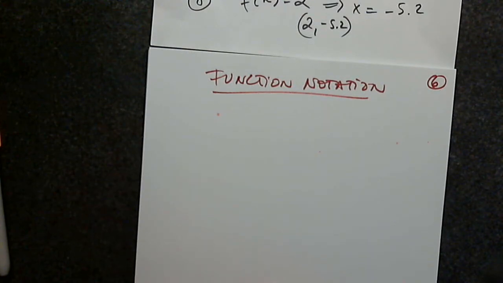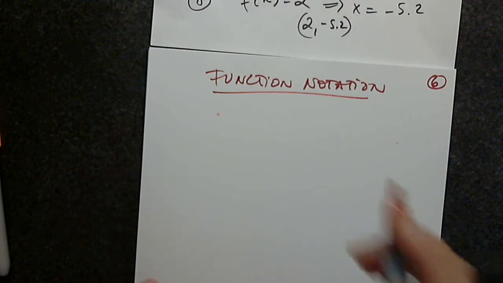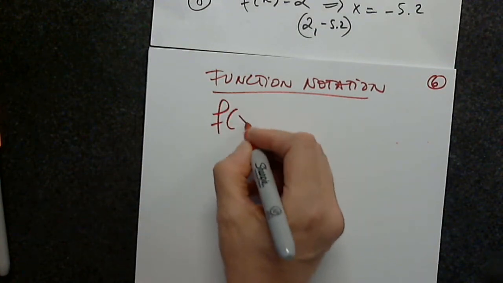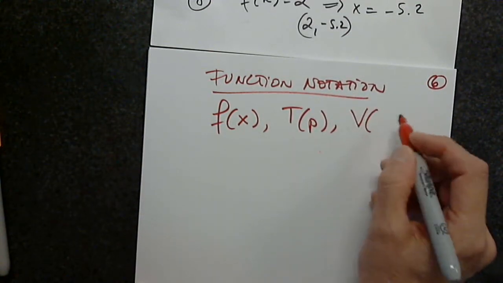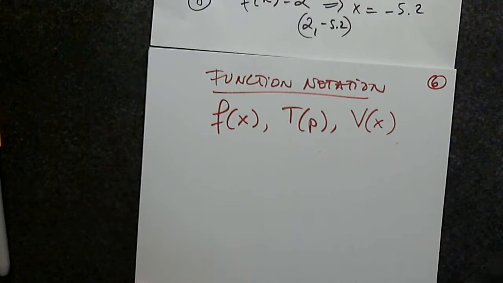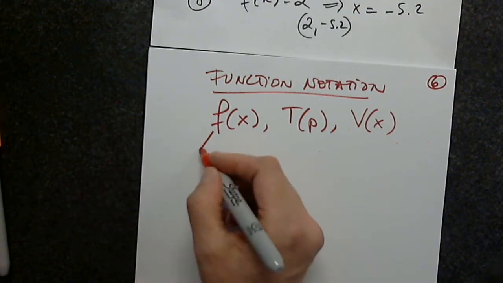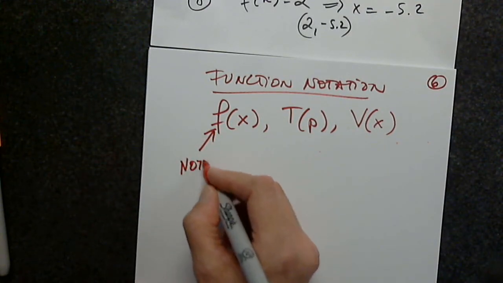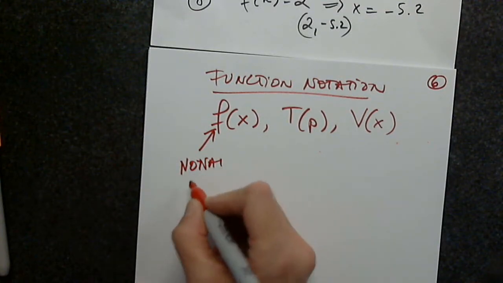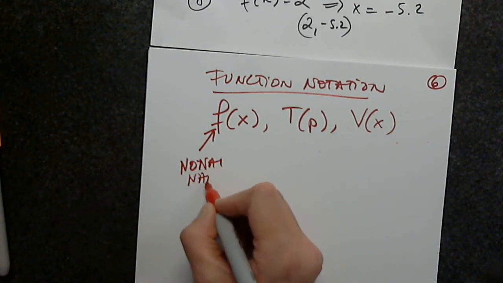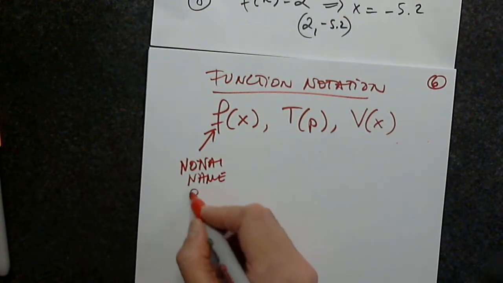Polynomial, quadratic, linear, rational or radical, give me any function you want. The notation we know, it's f of x or t of p or v of x, any notation, right? This is a notation, the name. I didn't mean to write that. I'm going to say name. I'm going to erase that. That's the name of the function.